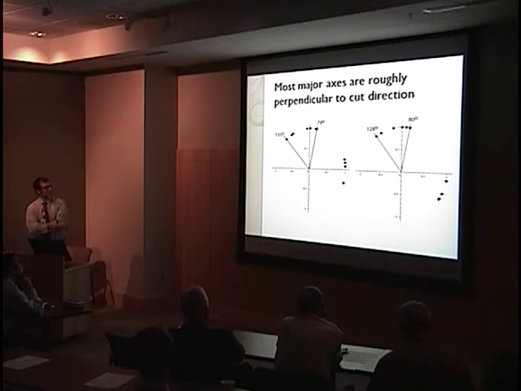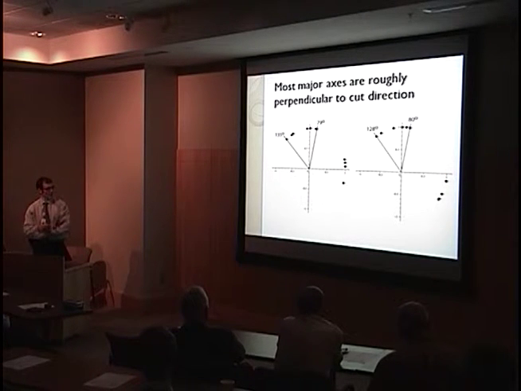And most of the major axes are roughly in the perpendicular direction. Now, the direction of the major axis, the more circular it gets, the less relevant that becomes. Because if it's an exact circle, then you don't even have a direction of the major axis, because the major and minor axes are the same no matter where you put them. But in general, we found that the major axis was perpendicular to the blade cut.